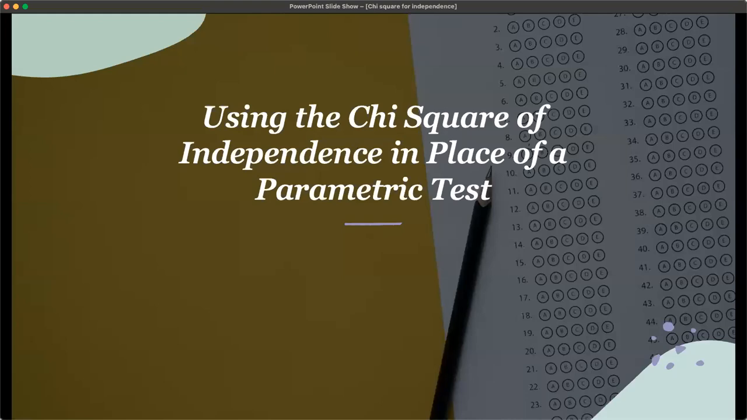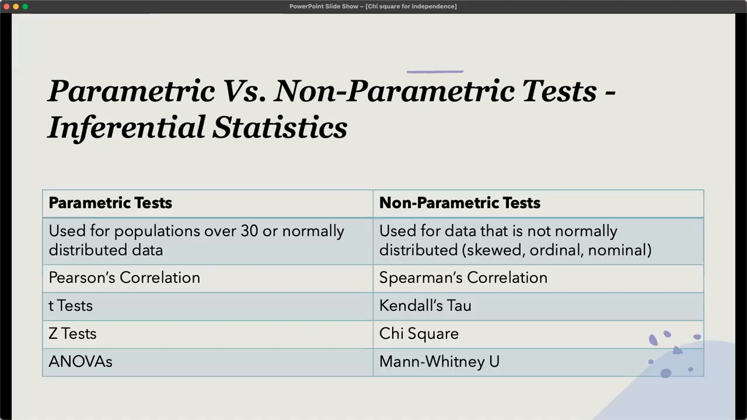So using the chi-square test in place of a parametric test, remember the parametric test, this is where we're going to use a t-test, z-test, ANOVA. We also have Pearson's correlation compared to Spearman's correlation and Kendall's tau, the chi-square, and the Mann-Whitney U. So non-parametric tests, again, we're going to use a non-parametric test when the data is not normally distributed. So this would be for skewed data, or if the data is ordinal or nominal.